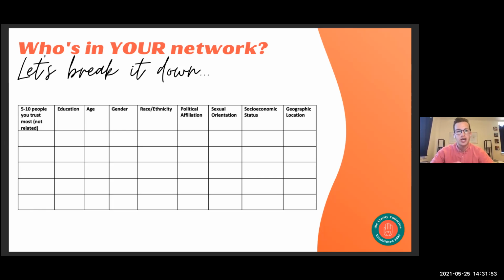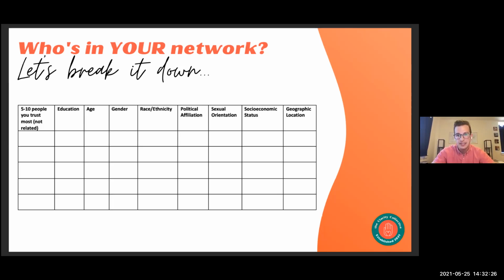And I'm going to keep chatting about how this is related to inclusive hiring. But if you will, take your piece of paper, turn it long ways, hot dog style, as they used to say, and make a column and list 5 to 10 people in your life that you trust the most. Ideally, it's not family or anyone you're related to. You can just put their initials. And then after you've done that, create these other columns with education, age, gender. You can see it all there on the screen, and fill in the blanks.